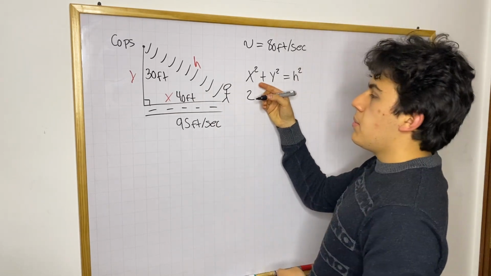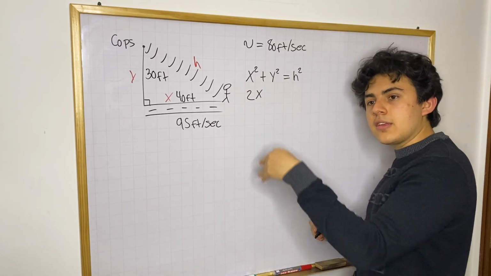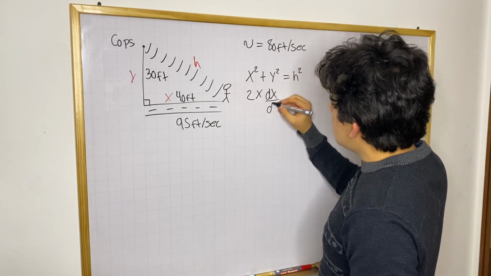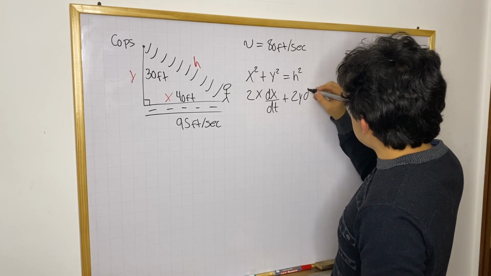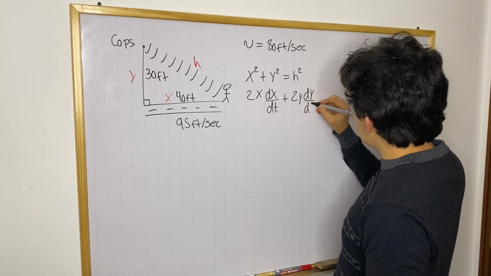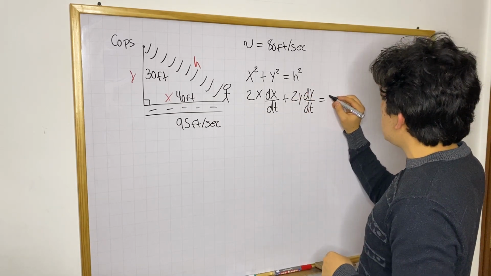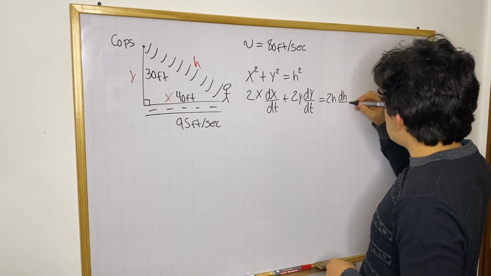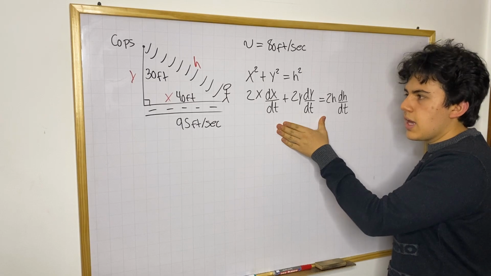You know the derivative of x squared is going to be 2x times the derivative of x as a function of time, which is dx over dt, plus 2y times dy dt. This is just implicit differentiation. And this would also be 2h times dh dt. So this would be the equation that you get.